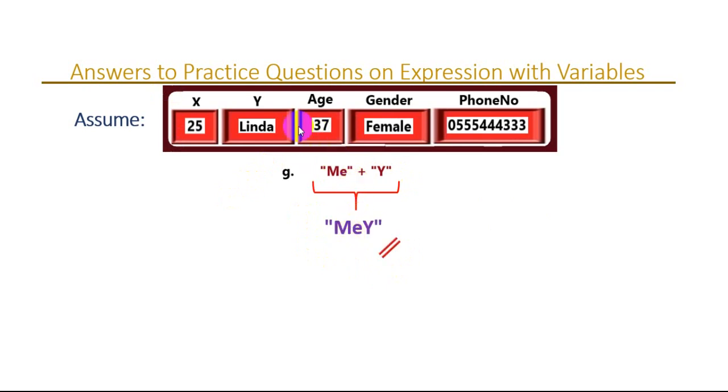See, the Linda was not taken here, because here we are not telling it to take the Linda, we are telling the expression to join the letter Y because it's in double quotes, and therefore this is an alphanumeric constant. So ME alphanumeric constant joined to Y alphanumeric constant, the result is MEY. And see the case also: this is capital, this is small, this is capital, the same in the result. Okay, G.